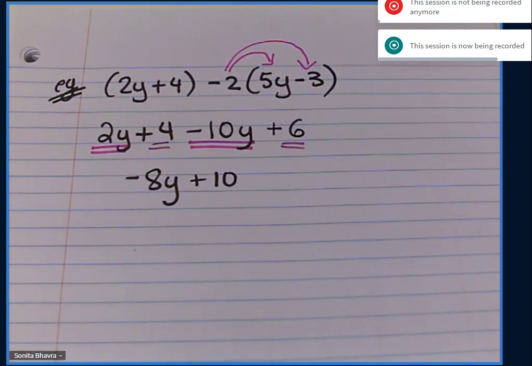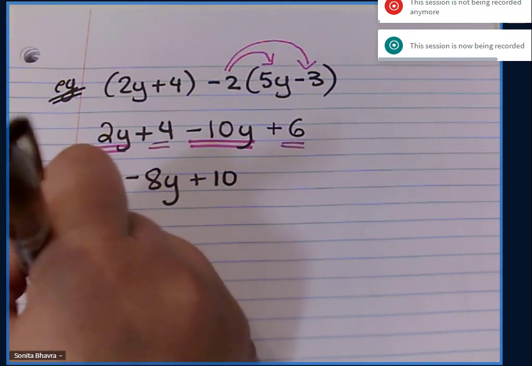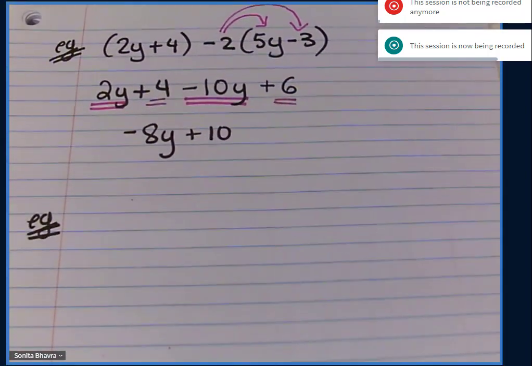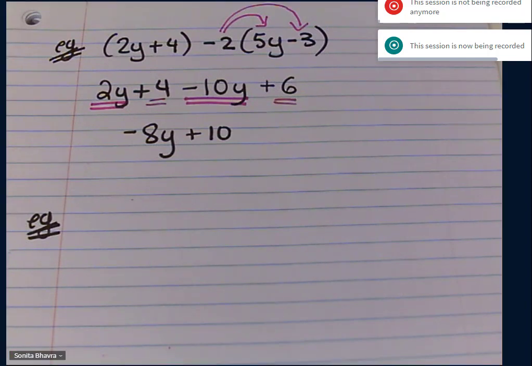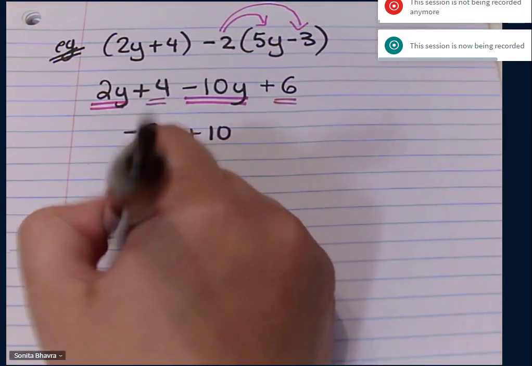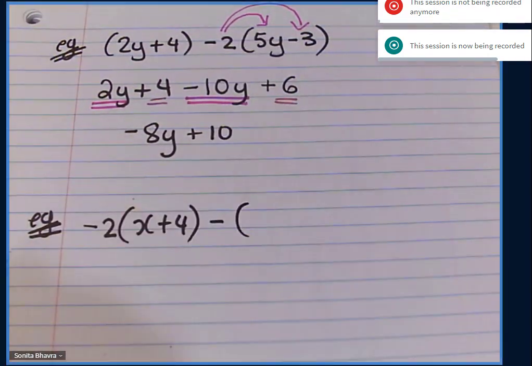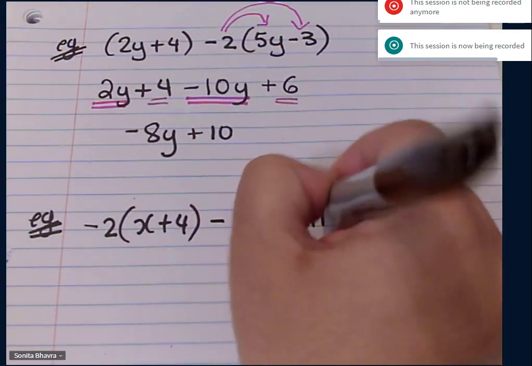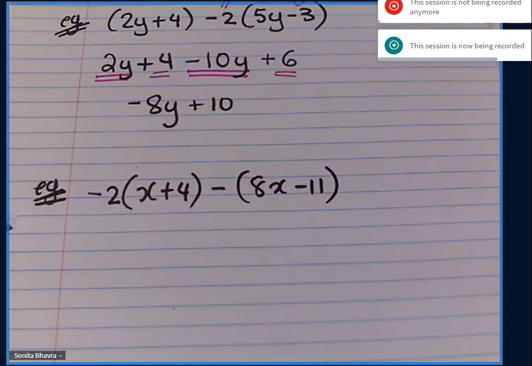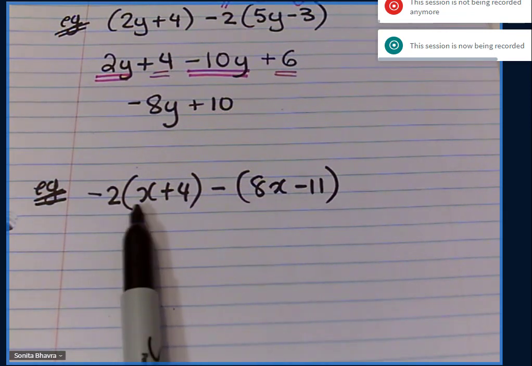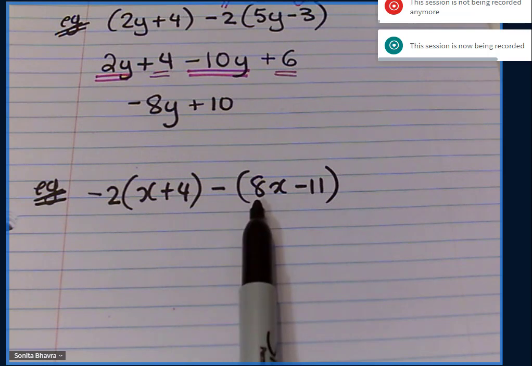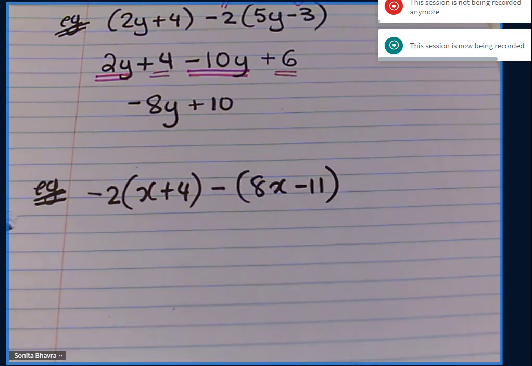complete. So I'm going to put up a question now for you to try. Try this one, and then we'll go over it in a minute. All right, give that a try. So we have a negative 2 in front of the first bracket, and then multiplying x plus 4 minus, we have 8x minus 11. All right, so I'm just going to pause it here, and I'll let you guys try that.